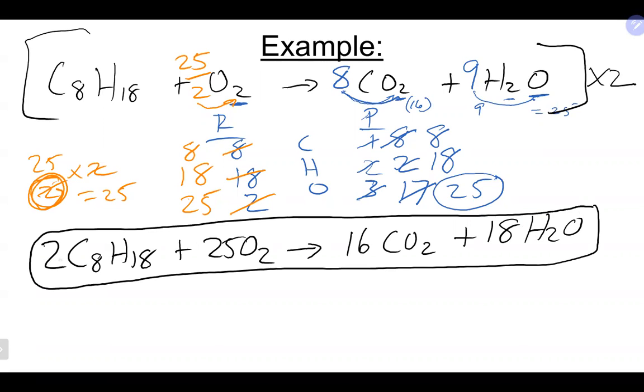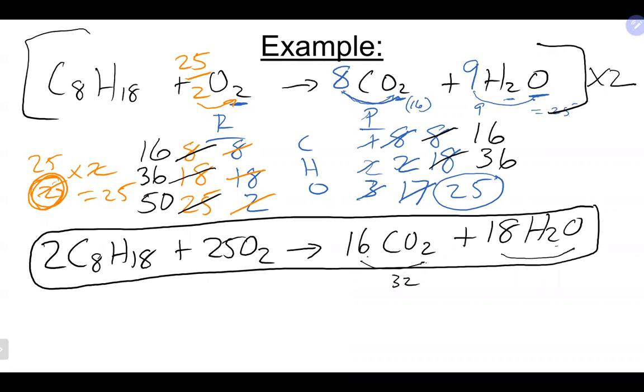So let's see. 2 times 8 is 16 carbons on the left, 16 carbons on the right. So that's good. 18 times 2 is 36 hydrogens on the left, and 18 times 2 is a matching 36 hydrogens on the right. Oxygens, 25 times 2 is 50. I have 16 times 2 here, which gives me 32, and I have another 18 oxygens there. 18 and 32 is 50. So it is balanced in this case.